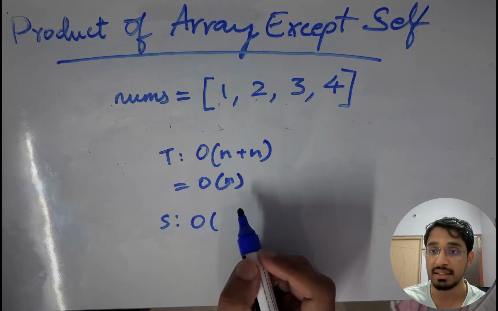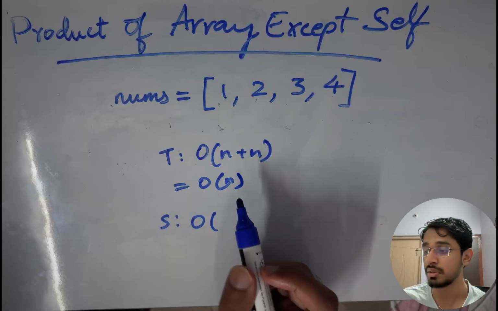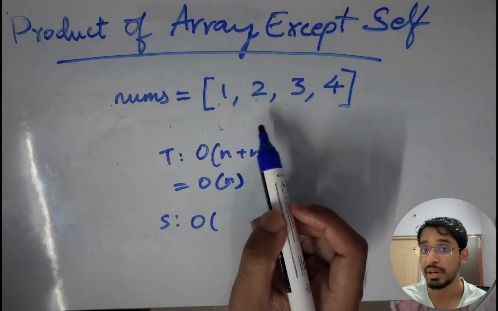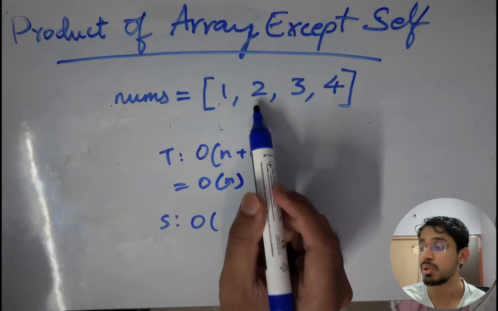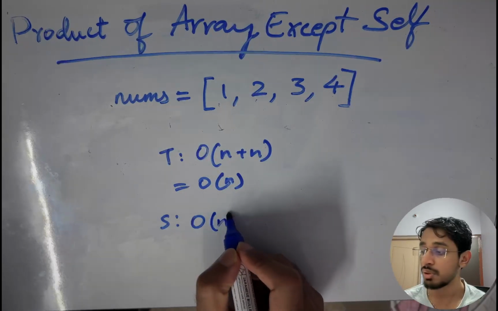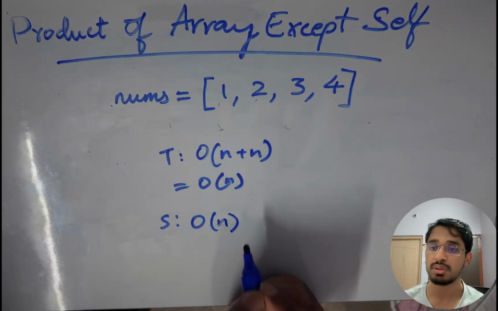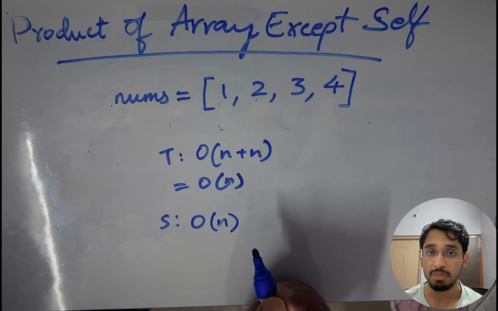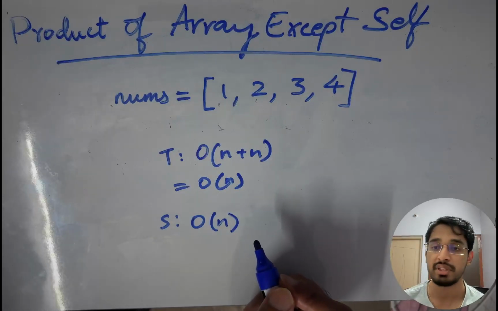Since we are creating the results array, right? So that would still be dependent on the number of inputs. So if it is 1, 2, 3, 4, the product array would still be of the same length. So we say the space complexity is O of n. Okay, so this is the solution for the problem, product of array except self. Let us see how can we solve this by code.